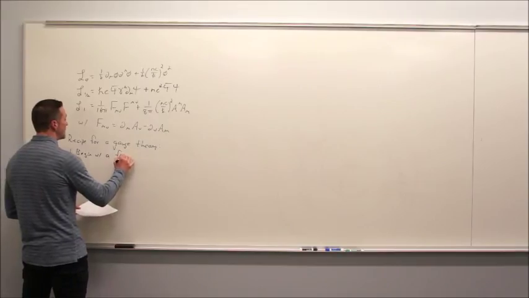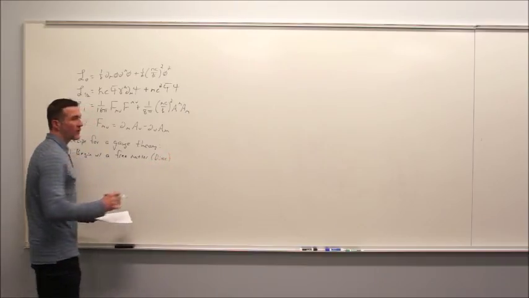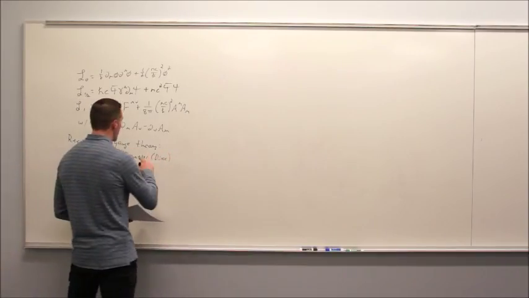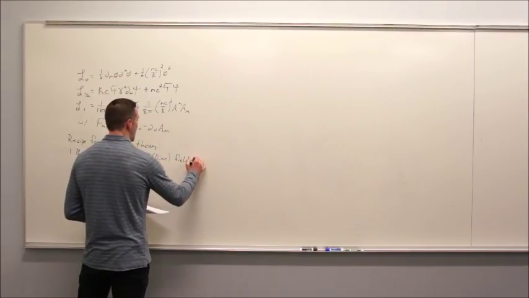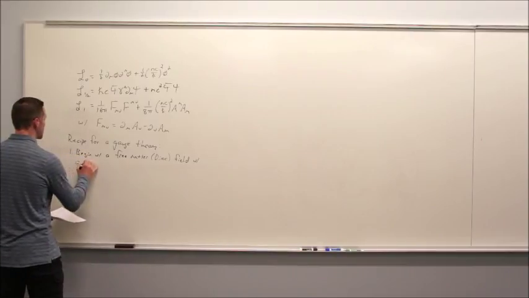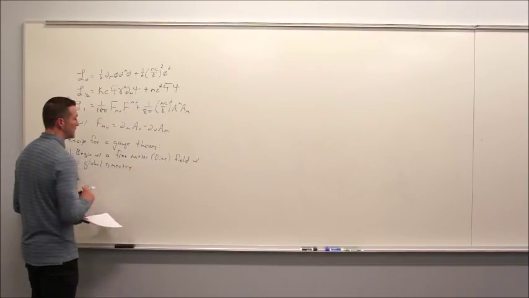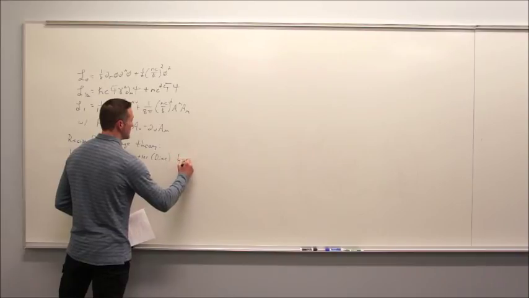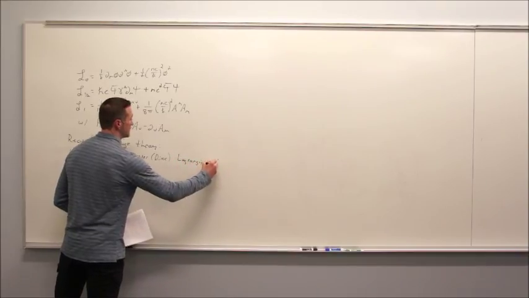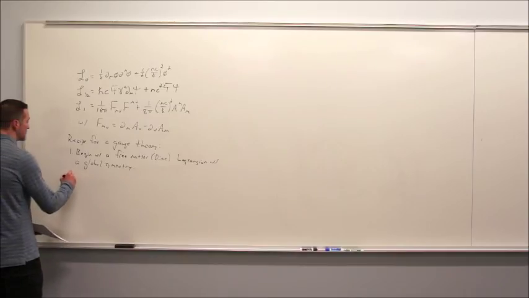with a free matter field, and by matter we of course mean a Dirac field, because all matter is spin half fermions. Begin with a free matter field with a global symmetry. Or a free Dirac, actually I should say a Lagrangian is what I mean. Okay, so a Lagrangian made of freely non-interacting spin one-half particles.